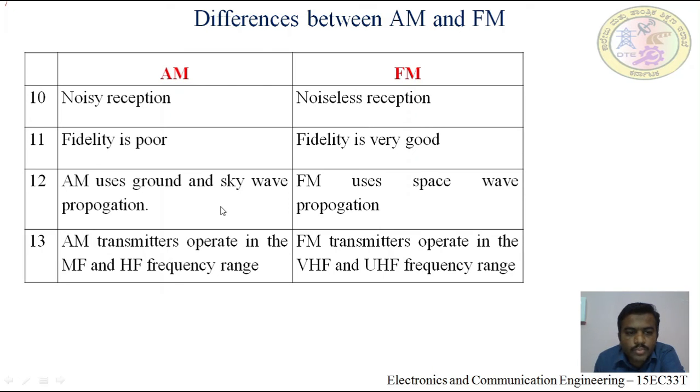Amplitude modulation uses ground and sky wave propagation methods for the propagation of the AM wave. In FM, we make use of space wave propagation. AM transmitters and receivers operate in the medium frequency and high frequency range. The FM transmitters and receivers operate in the very high frequency and ultra high frequency ranges.